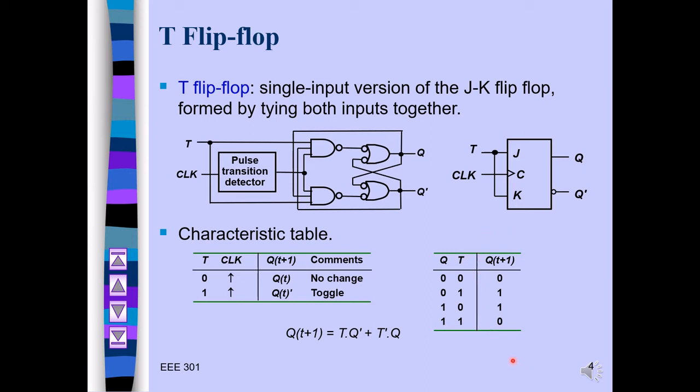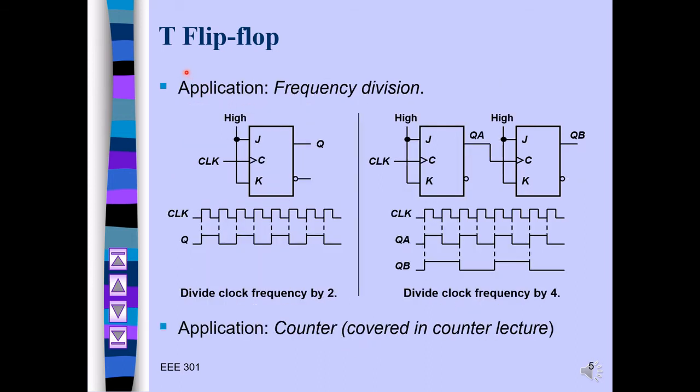Again, if you simplify this and draw the K-map, you can find the characteristic equation, something like this: Q of t plus 1 equals T Q prime plus T prime Q. So the T flip-flop has lots of applications. One of the common applications is frequency division, which will be mostly covered in the counter lecture.